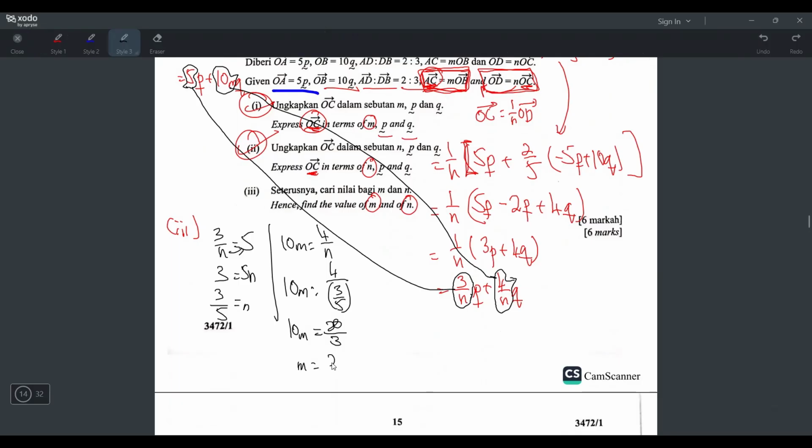20 divide 3 divide 10, 2 over 3. So that is the answer. This is the M answer, this is the N answer. You can use your calculator to help you.